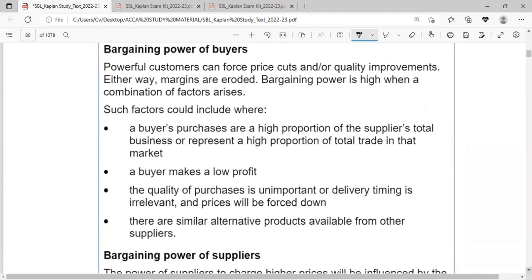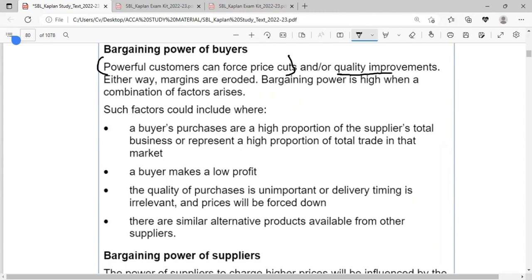If there are a number of buyers in a market for a particular product, it means the bargaining power of the buyers is high, and buyers can influence you as a seller to reduce your selling prices. Powerful customers can force price cuts. Buyers can force you to reduce your prices, or force you to improve your quality.